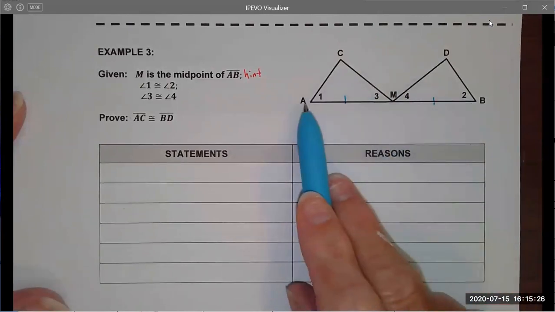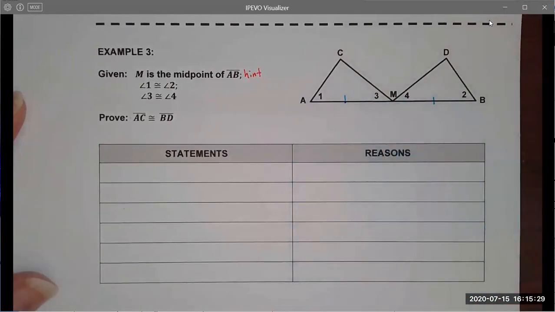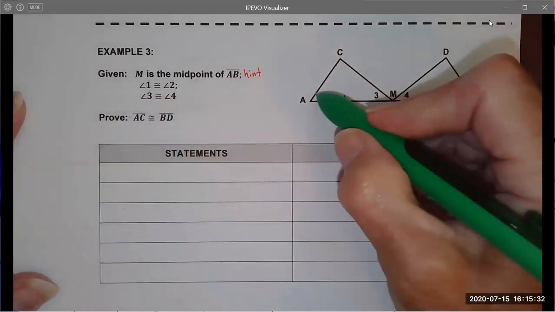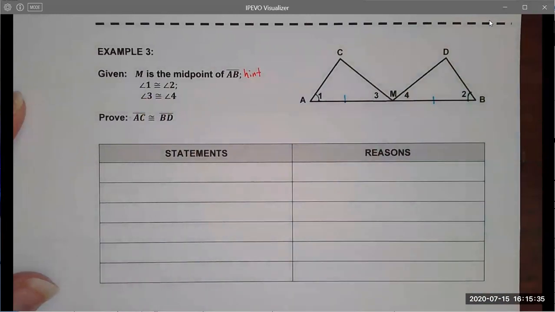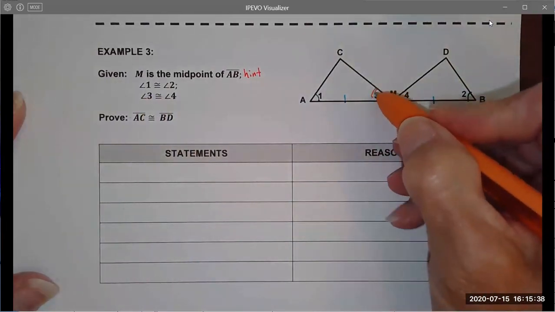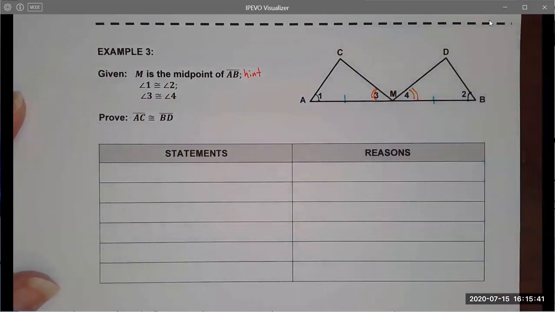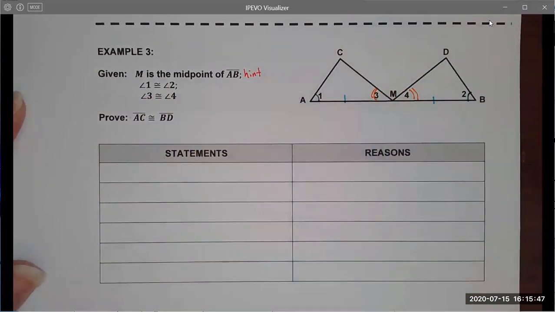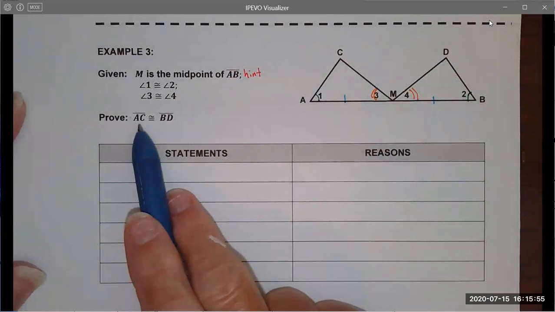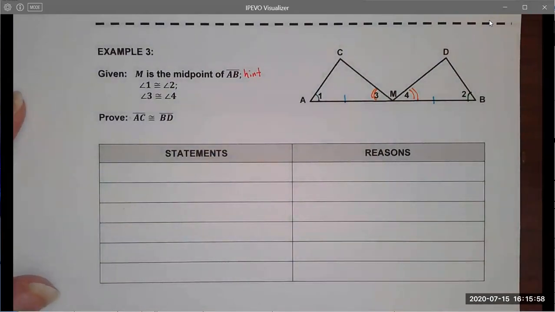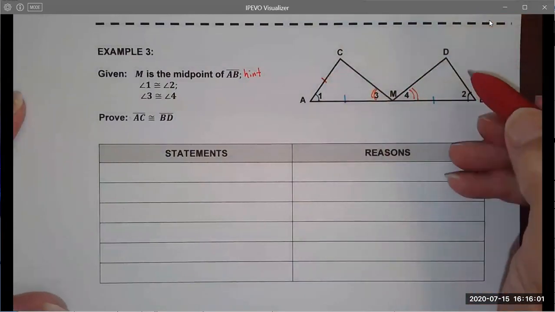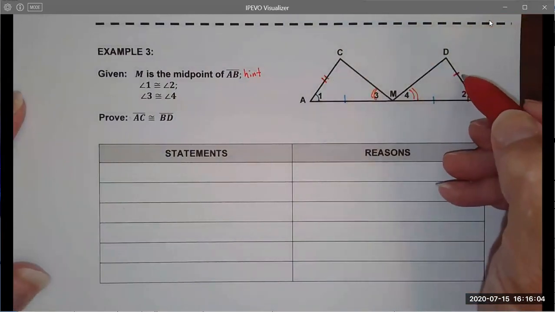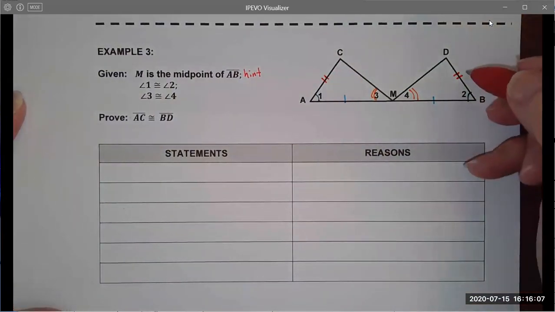I'm going to say AM is congruent to BM, like I did. Okay, and then I'm also told that angle 1 is congruent to angle 2. I'm told that angle 3 is congruent to angle 4. So dang, isn't this nice? I can prove these two triangles congruent by angle, side, angle. Once I have congruent triangles, then all the corresponding parts are going to be congruent, and I'll be able to say that segment AC, I'm going to mark it in red, is going to be congruent to BD. It's not yet, but it will be.